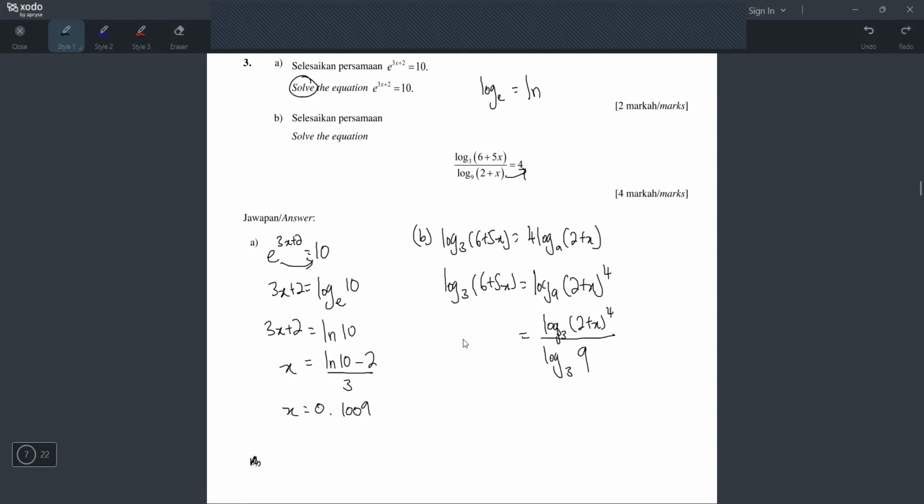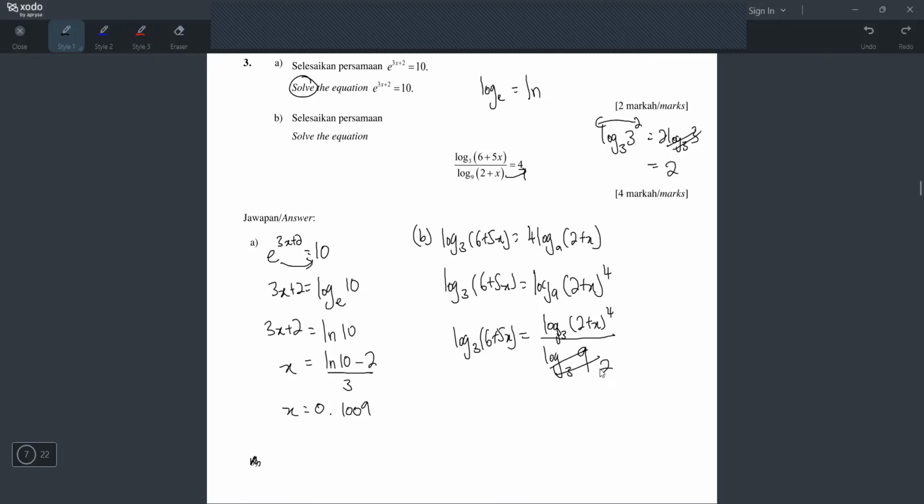Okay, so the other side now is still log base 3, 6 plus 5x, right? Okay, log 9 base 3 you can cut and it becomes 2, right? Because log 9 base 3 is, 9 can change to 3 power 2, and then the 2 can bring in front, so it becomes 2 log base 3 of 3, and log base 3 of 3 is just 1, so that's why it's 2.